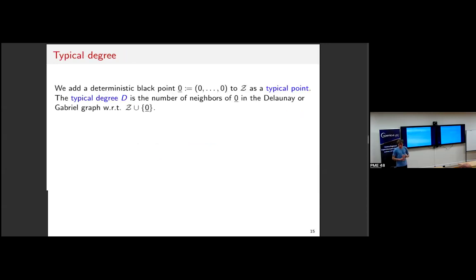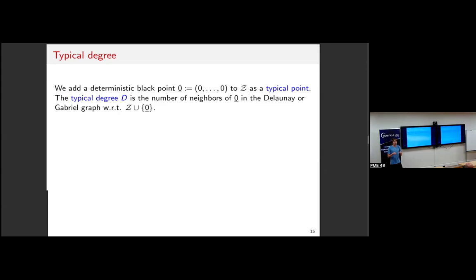So what you do is you add a deterministic point, maybe at the origin, but you can put it anywhere else you want, and this deterministic point is called the typical point. Then you look at the Voronoi tessellation of this bigger point process. So you have the typical point, the deterministic point, and also all the other random points. And then you just do the same Voronoi tessellation construction that we had at the beginning.